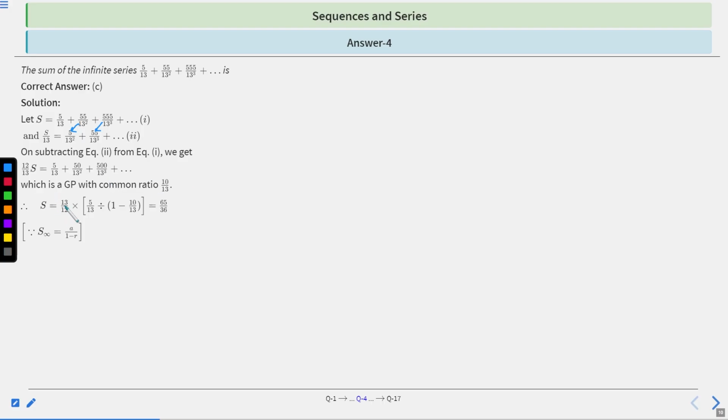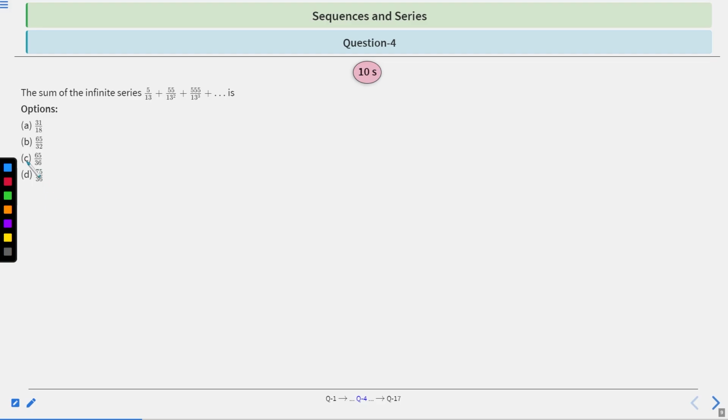Now S is equal to basically 13 by 12 into 5 by 13 plus this term, which is an infinite GP having common ratio as 10 upon 13, right? So a upon 1 minus r. a is 5 upon 13, and the common ratio is 10 upon 13. So a upon 1 minus r, we get 65 upon 36 as the answer. So I think option C is the right choice.